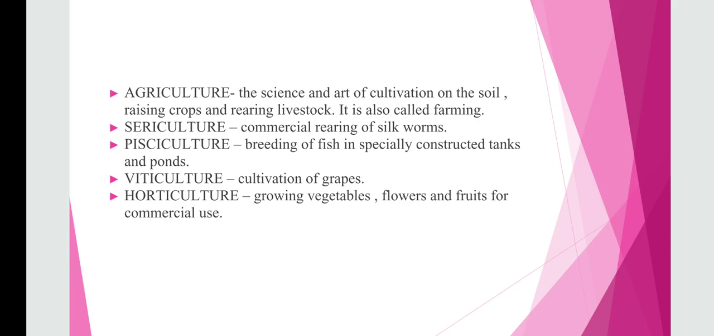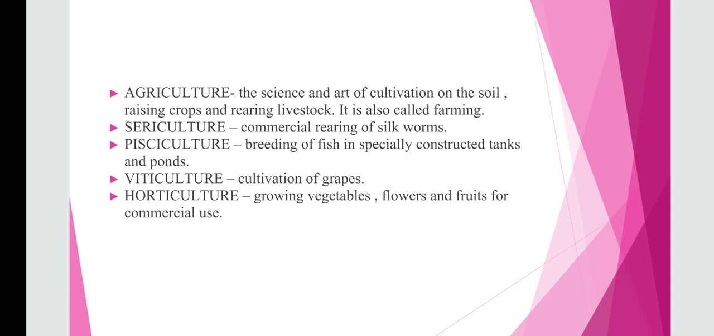Now look, what is sericulture? Commercial rearing of silkworm. What do you mean by commercial rearing? That means silkworms are being reared for sale in the market. We don't sell the silkworm, we sell the cocoons. Then pisciculture. What is pisciculture? Breeding of fish in specially constructed tanks and ponds. That is also done for sale.